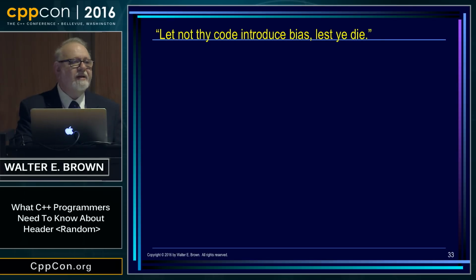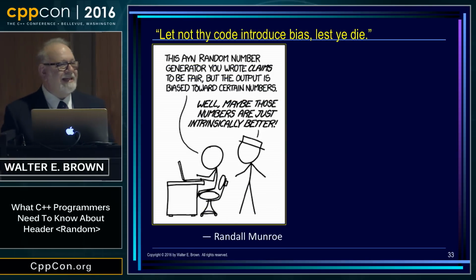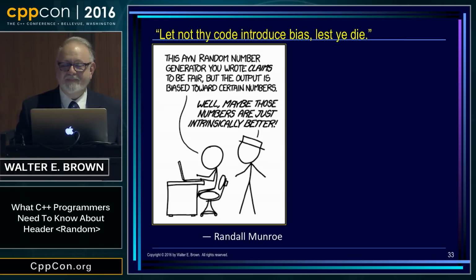The key here is when you deal with random numbers, you have to avoid bias. And that's not a vocabulary term in the usual undergraduate computing curriculums. As usual, XKCD gets the last word. A random generator.